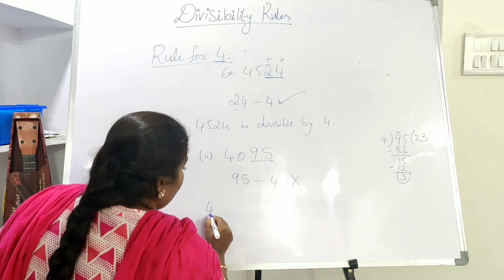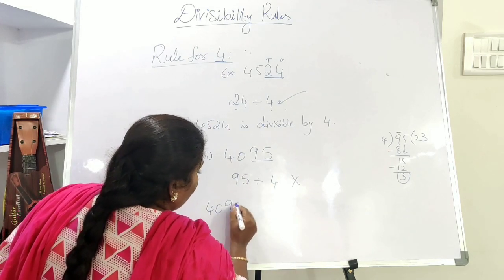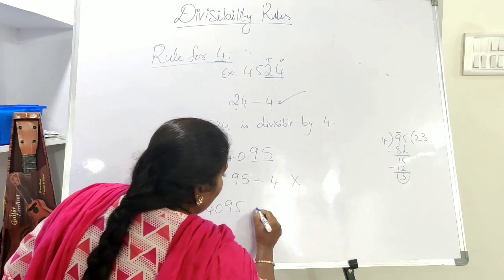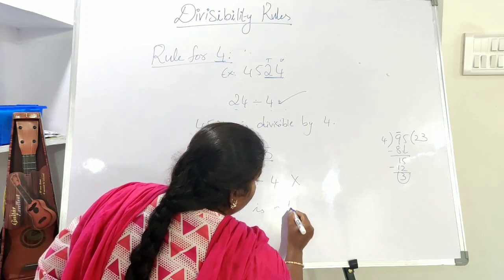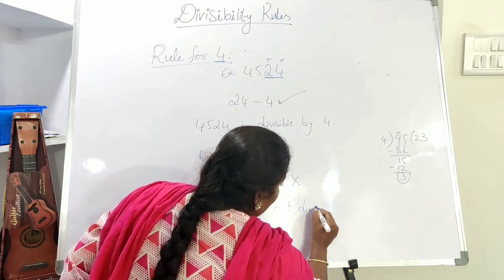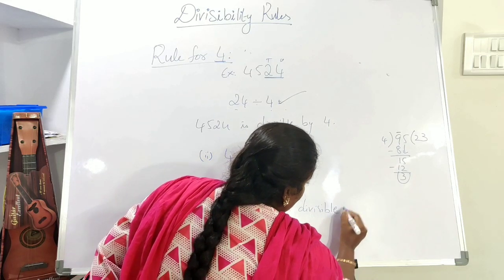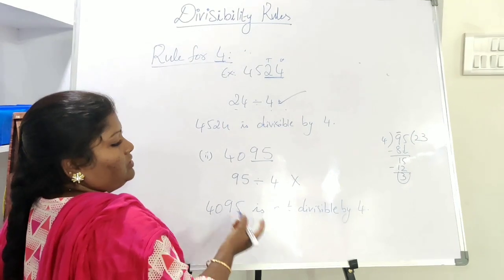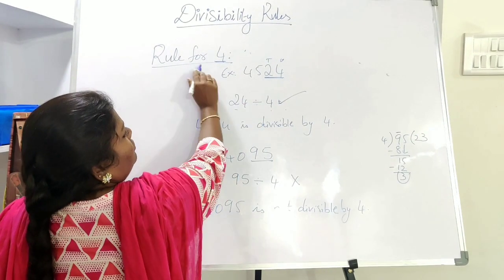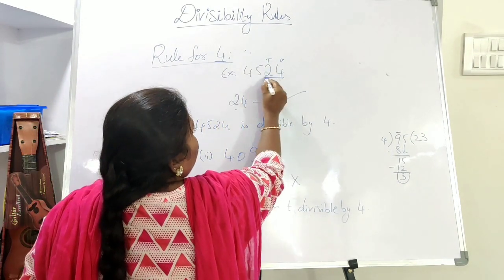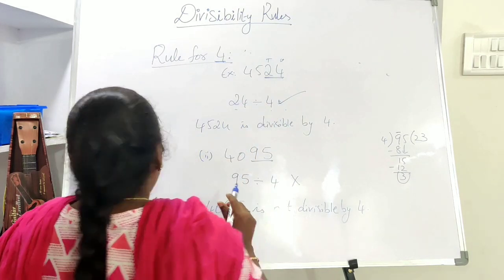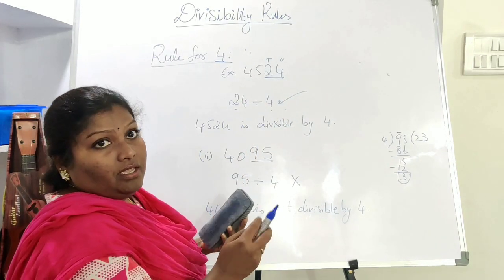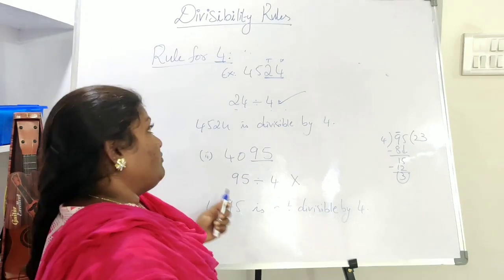So you can say 4095 is not divisible by 4. Yes. So do remember, for the divisibility rule for 4, you have to check the last 2 digits. Now let's move on to the divisibility rule of 5.